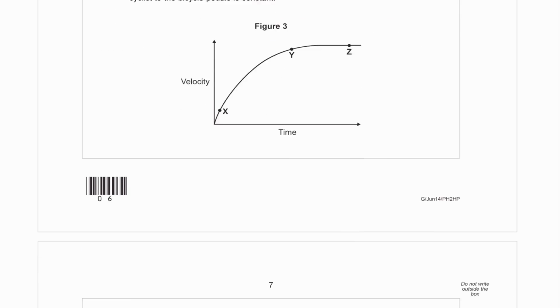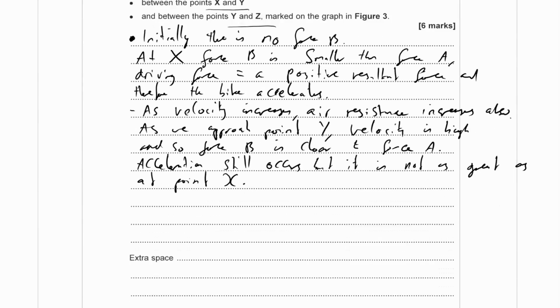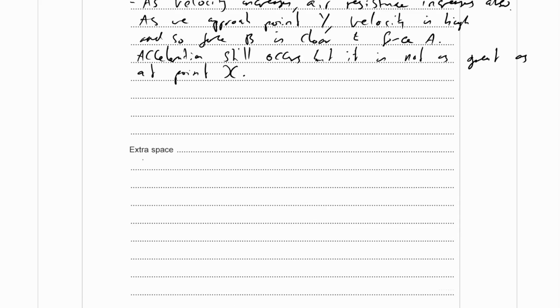So let's have a go at writing that. I'm going to write it down here just so I've separated it from the rest. But obviously in your exam, you're not going to leave gaps that big. All right, so at point Y, acceleration is low, but velocity is still increasing.